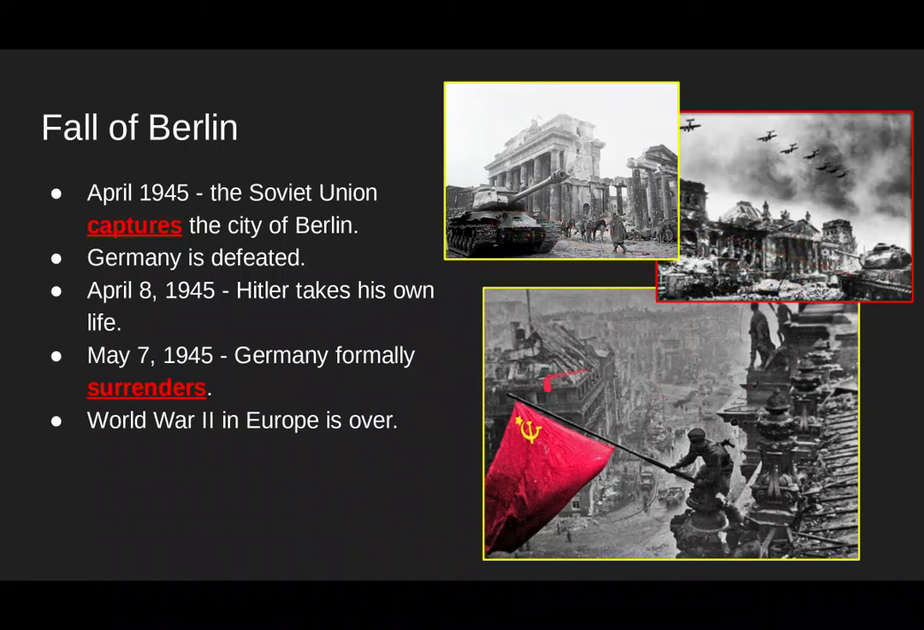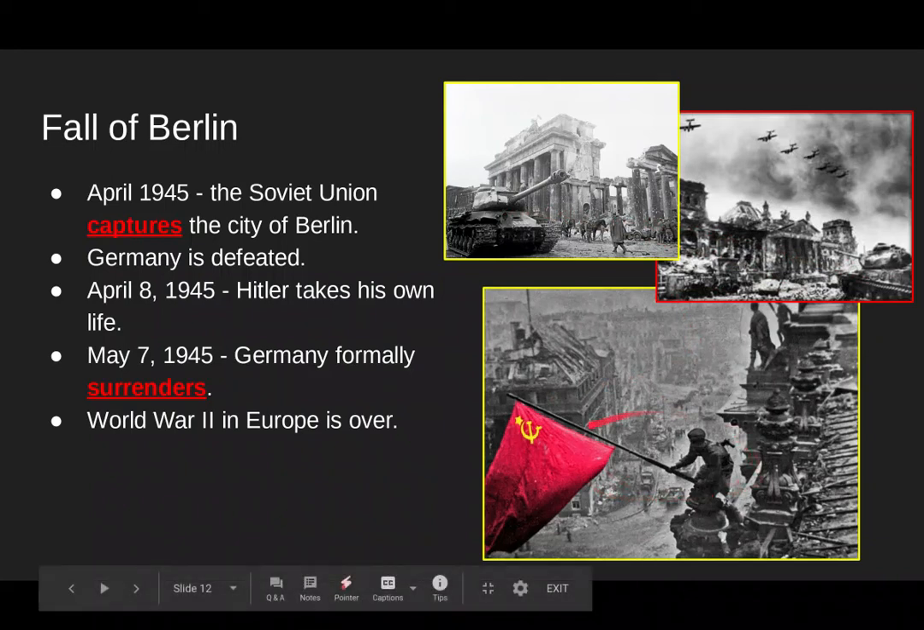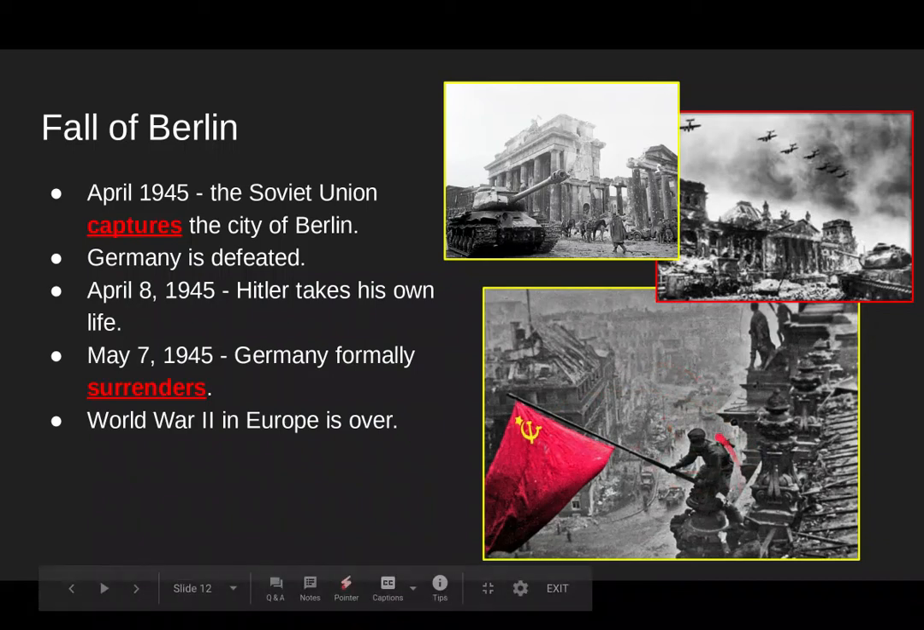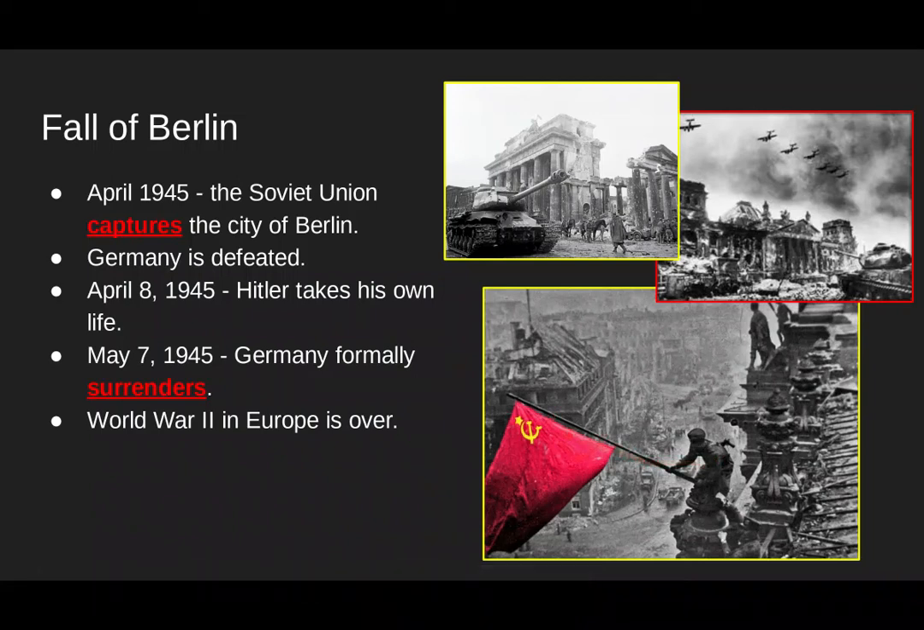And then one of the iconic photos from World War II, a little bit of colorization added here for effect. You've got the iconic image of the Russian soldier raising the Soviet flag over the Reichstag in Berlin, marking the military defeat of Nazi Germany.